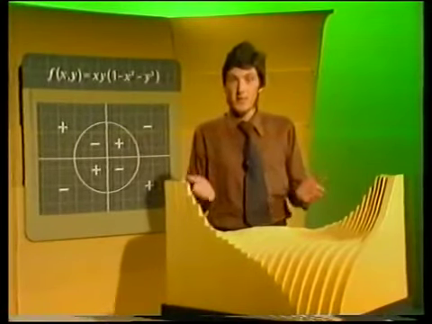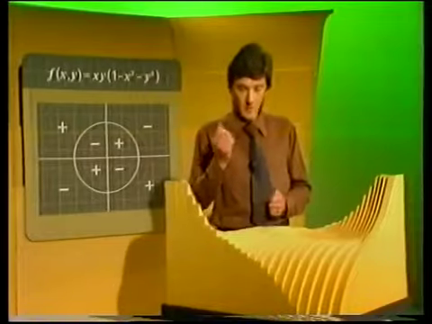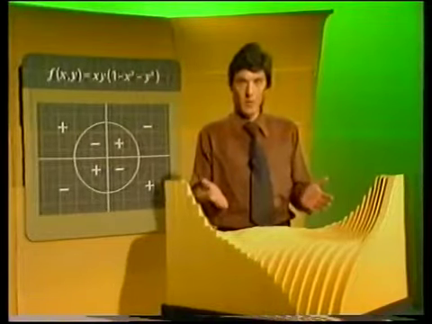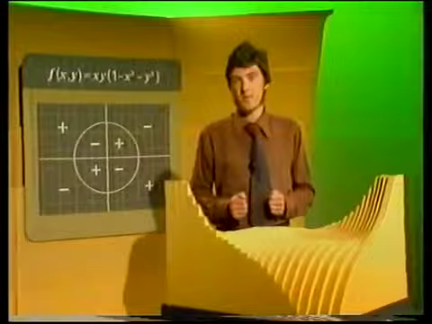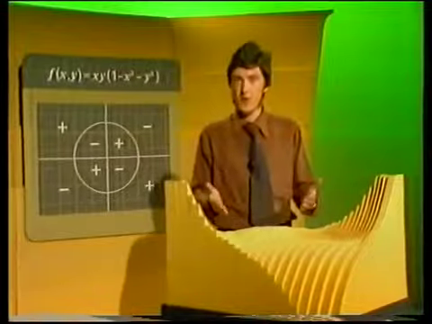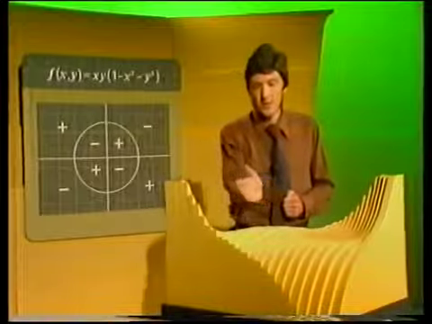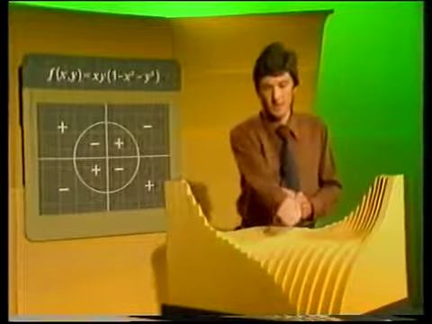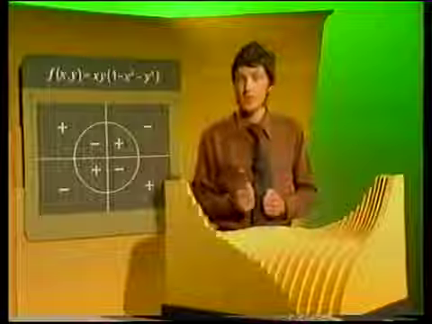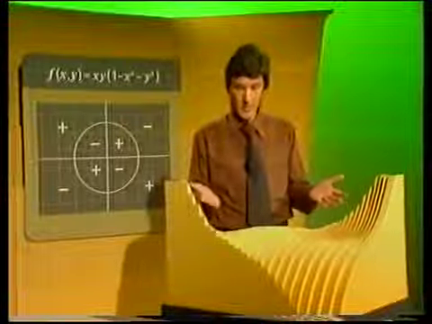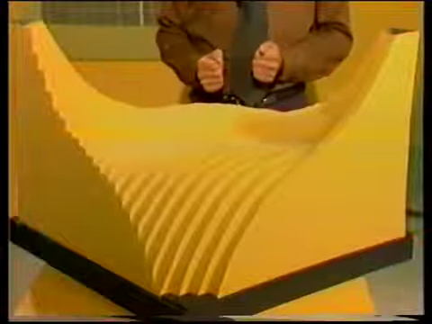So, to begin our systematic hunt for the maxima and minima of this model, we want to take two ideas with us. First, that the model is built up of sections, each one corresponding to a fixed value of y. And second, that although we've built this model by slicing in this direction, we could equally well have sliced in this direction. So how do we use those ideas?